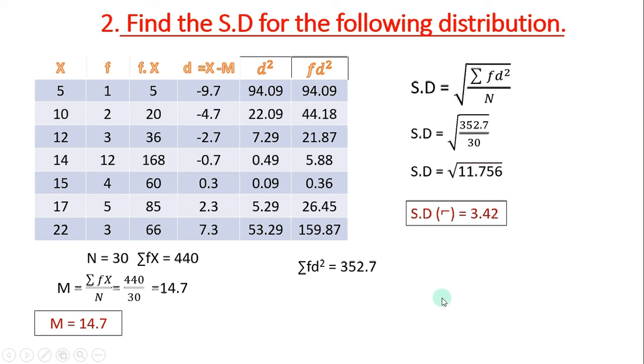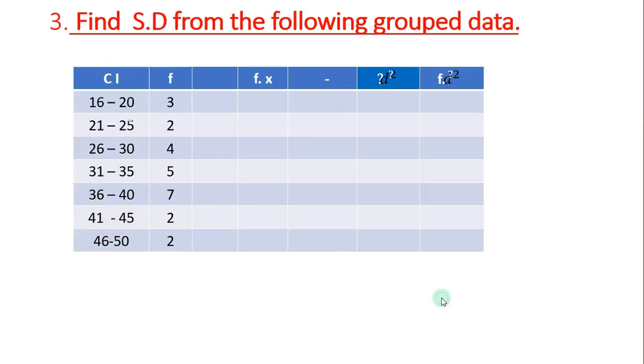That was ungrouped data. Now grouped data. If we have grouped data, how do we find the standard deviation? Here the class intervals and frequencies are given: 16 to 20, 21 to 25, 26 to 30, 31 to 35, 36 to 40, 41 to 45, 46 to 50. Frequencies are 3, 2, 4, 5, 7, 2, 2.